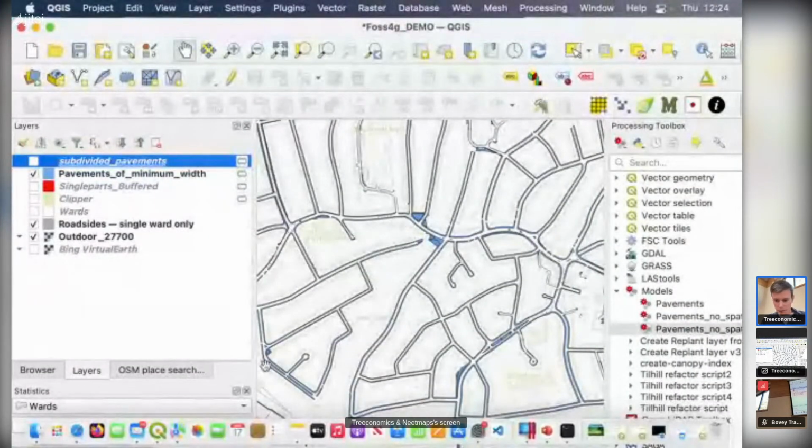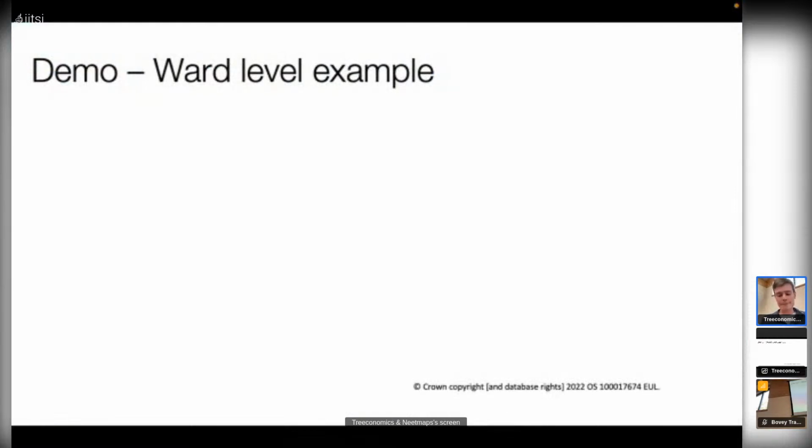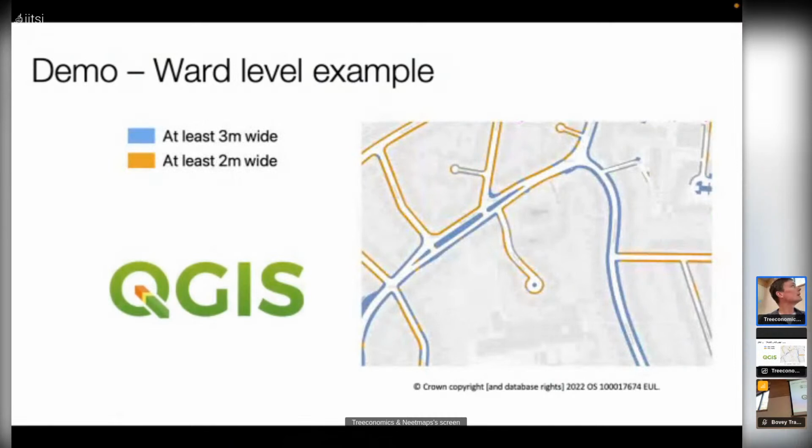So the demo actually works. I'll go back into PowerPoint and run the current slide. If we run it a couple of times, we've got our at least 3 meters wide and our at least 2 meters wide data.